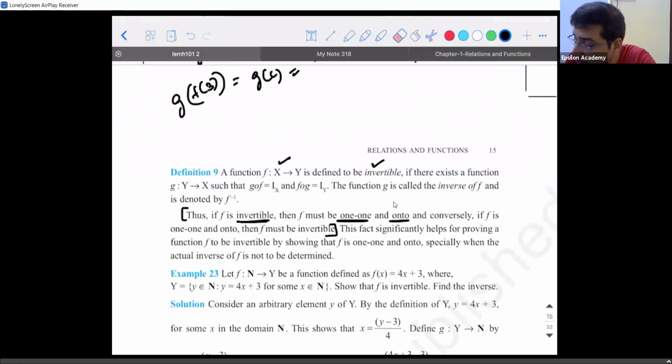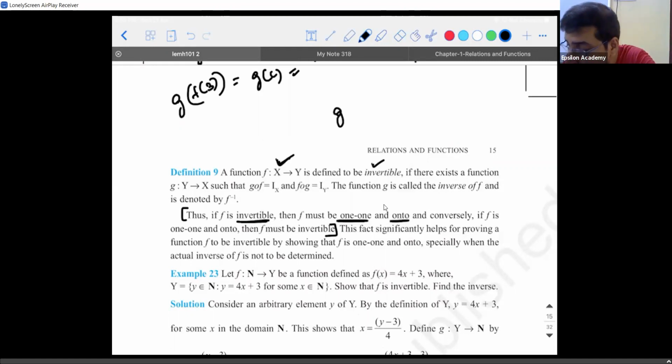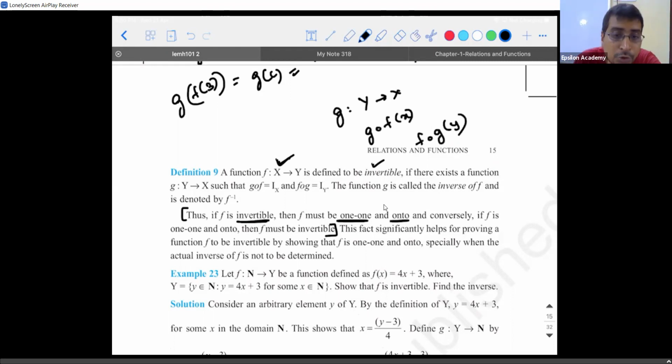If the function f is invertible, then the inverse function should be mapped from Y to X. What we need to prove is that there exists some other function g, mapped from Y to X, such that if you take the composition of g with f and the composition of f with g, they both give you identity functions. So this gives an identity function in X and this gives an identity function in Y, and this is the necessary proof that we need to write to show that they are invertible.